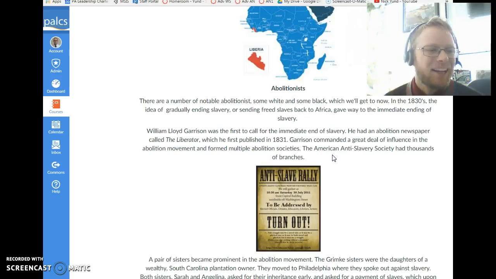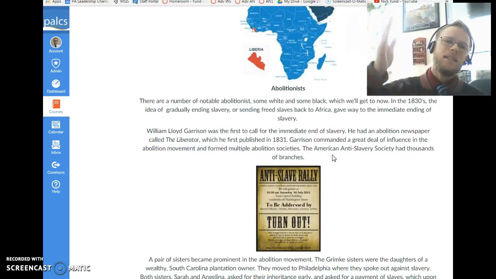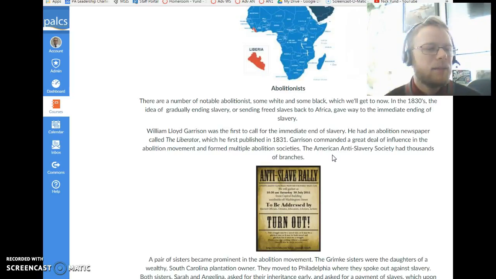In the 1830s, the idea of gradually ending slavery and colonization basically gave way to people wanting to end slavery right now. Immediate ban. William Lloyd Garrison was actually the first abolitionist to call for the immediate end of slavery. He had an abolition newspaper called The Liberator, which he first published in 1831. Garrison commanded a great deal of influence in the abolition movement and formed multiple abolition societies, like the American Anti-Slavery Society, that had thousands of local chapters throughout the country.